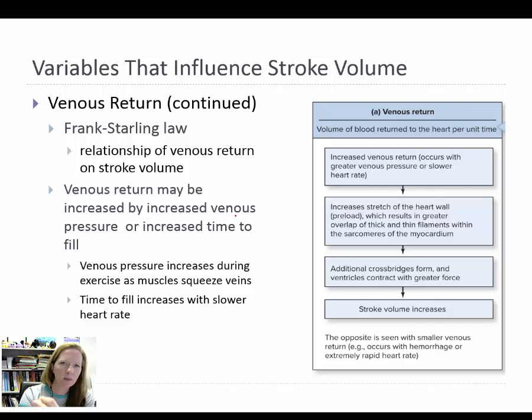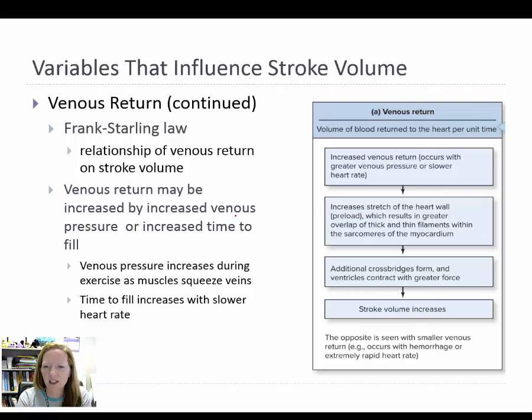So let's talk about how we can get the best out of our venous return. How can we increase it? Well, if I take a big breath and I push the air out of my lungs with a lot of pressure, then that is going to help increase my venous return. So venous pressure increases during exercise because the muscles surrounding all of those vessels, those veins, are actually squeezing on them, and that's pushing the blood up to the heart that way.